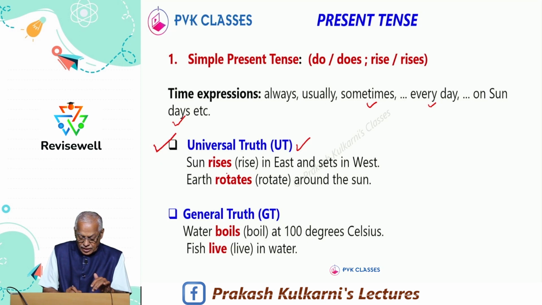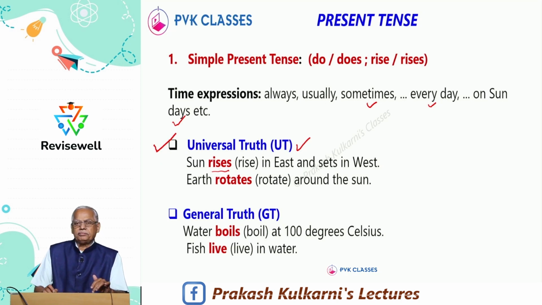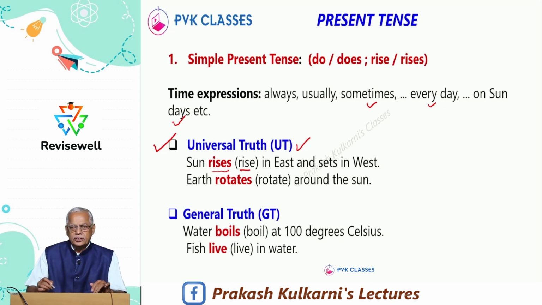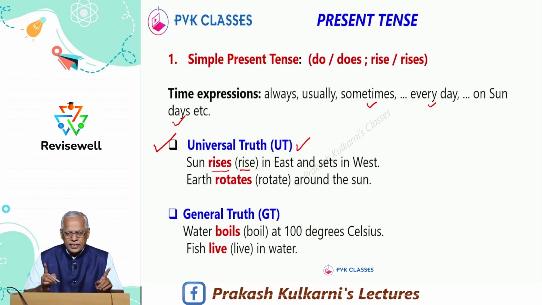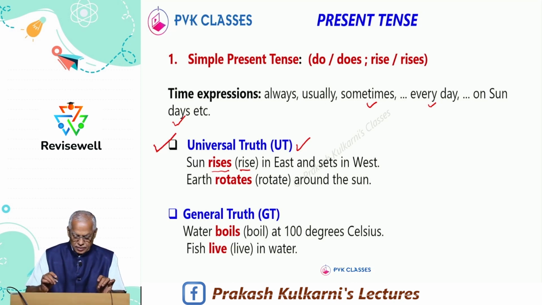The sun rises in the east and sets in west. Now in bracket they have given R-I-S-E, rise. Please remember, in bracket always plural form of the verb is given. Now rise is a plural verb. ಬ್ರಾಕೆಟ್ ನಲ್ಲಿ ಯಾವಾಗಲೂ ಬಹುವಚನದ ರೂಪದ ಕ್ರಿಯಾಪದವನ್ನು ಕೊಟ್ಟಿರ್ತಾರೆ.